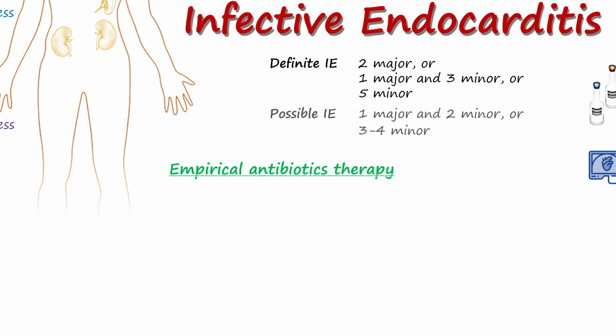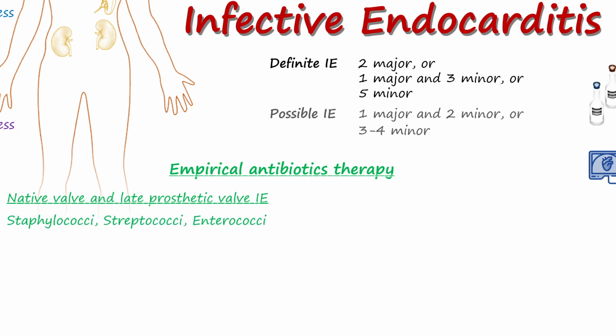Empirical antibiotic therapy often involves broad-spectrum antibiotics that cover a wide range of potential pathogens commonly associated with IE. Empirical antibiotic therapy for native valve endocarditis and late prosthetic valve endocarditis should cover Staphylococcus, Streptococcus, and Enterococcus. One regimen to consider is ampicillin in combination with ceftriaxone and gentamicin.